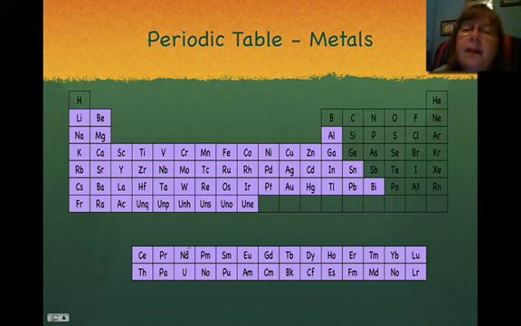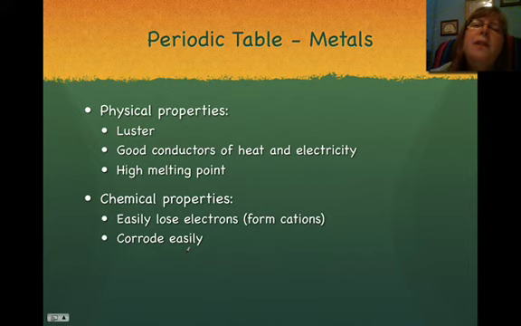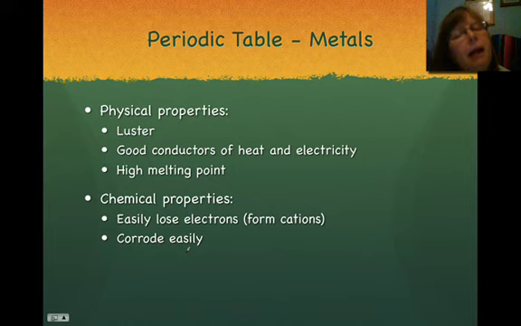As you can see on this periodic table, the left-hand side of the periodic table is the metals, and it makes up about 75% of the periodic table. Let's review some physical properties of metals. They have luster, or they're shiny, they're good conductors of heat and electricity, and they have high melting points. What about some chemical properties? Well, they easily lose electrons to form cations, and they corrode easily.